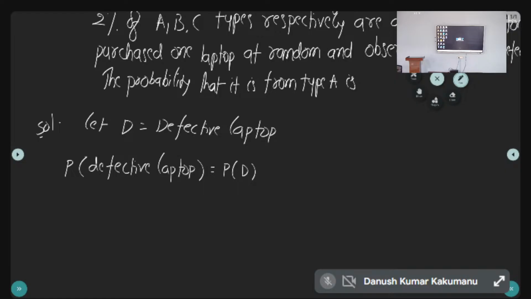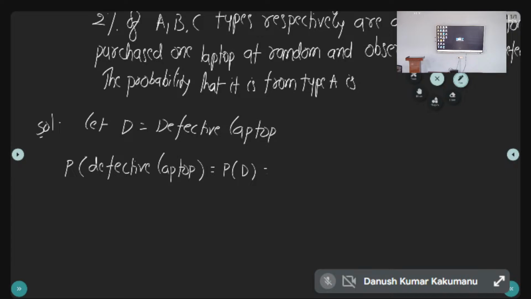A defective laptop means three possibilities are there. Tell me what are they? A defective laptop may be from type A, or from B, or from C. I have to write all the cases or not? Defective from A means A's production. What is the production of A? 50% of total production. Among that 50% of production, how many defective items are there? 5% of 50%. Is it right or not?